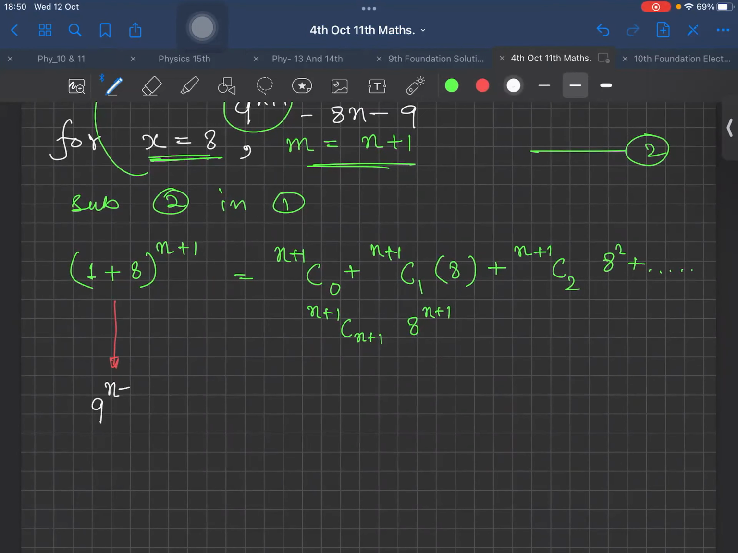That means 9 to the power of n plus 1 is equal to, what can we write? N plus 1 C0. N plus 1 C0 is how much? Anyone?